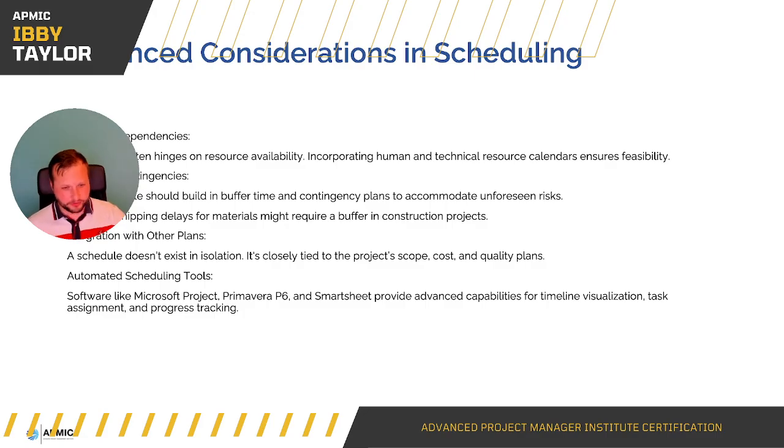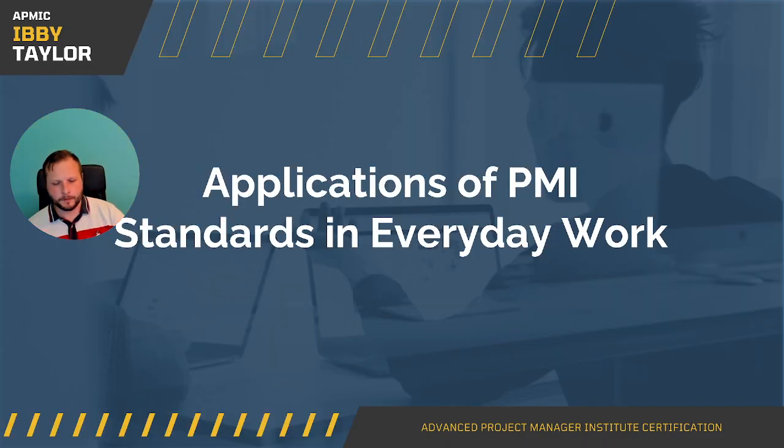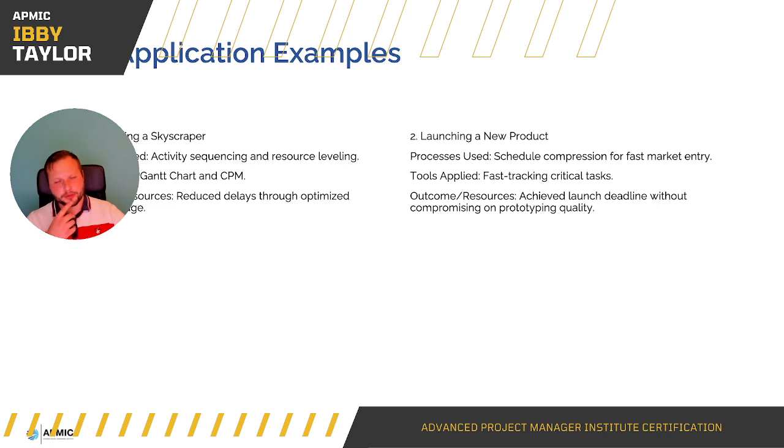Obviously, software like Microsoft Project, Primavera P6 and Smartsheet provide advanced capabilities for timeline visualization, task assignment, and process tracking. There's also loads of others. You've got ConnectWise, Trello, Asana, and many different things that can be used. Applications, again, as always, I'm not going to run through all of these. But when you go through these, give some thought to the scheduling elements.